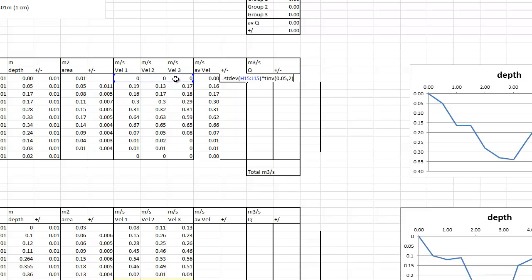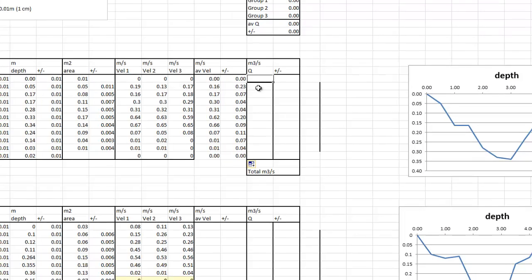And then we also need to multiply this by the square root of the number in the sample, because we're working out the standard error of a mean. So the number in the sample is 3, and square root is raised to the power of 0.5. Of course that's 0, because our reading is 0, but if we copy that down, then we get our errors on our mean velocities as well.